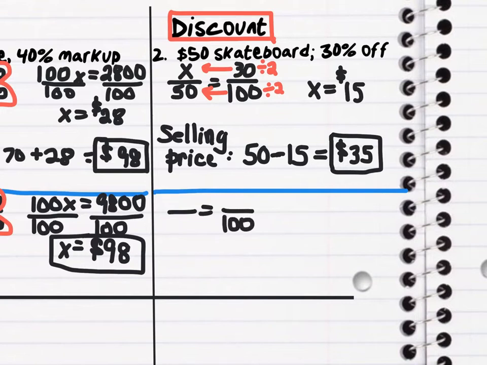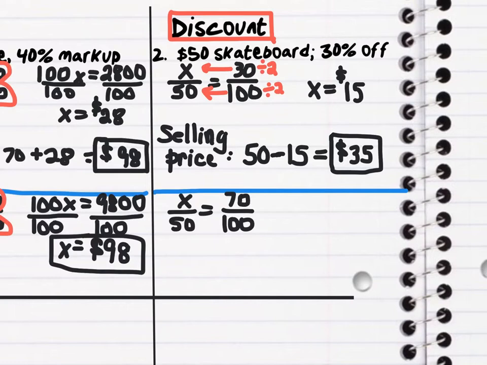So we have 100 on the bottom, still, and then we have $50, it's still the price of the skateboard. And because we're doing a discount and it's 30% off, instead of putting 30 here, we can put the percent that we're paying. We're not paying 30% of the price. We're actually going to be paying 70% because you subtract 30 from 100. So the selling price is 70% of the original price because it's 30 off. And then we have X here.